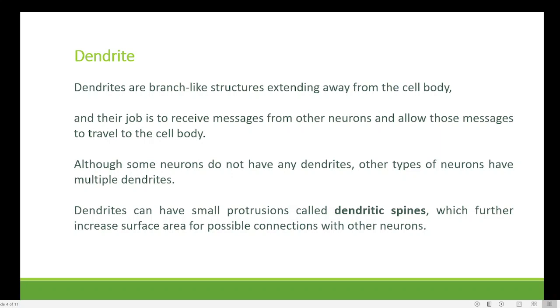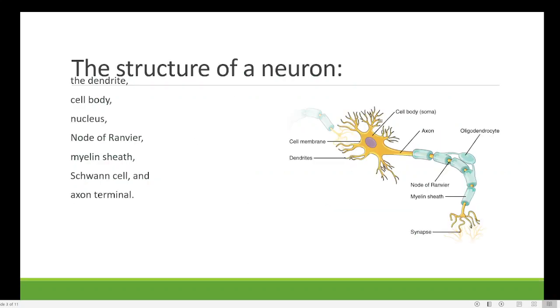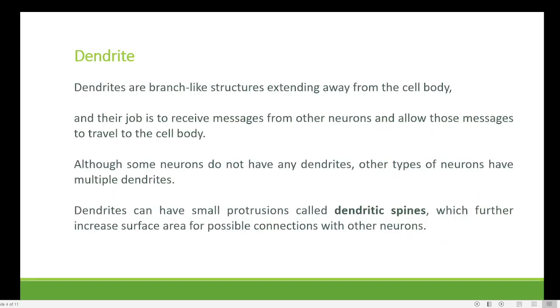Although some neurons do not have dendrites, other types of neurons may have multiple dendrites. Sometimes in a neuron you can see that many dendrons are there, and the endings are known by the name dendrites. Some cells may not have many dendrons, only one dendron may be present. Here you can see that many dendrons are present, with root-like branches. But in some cases, only a cell body and one single dendron may be present, and sometimes no dendron may be present.